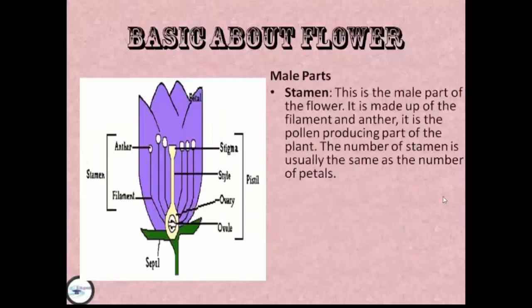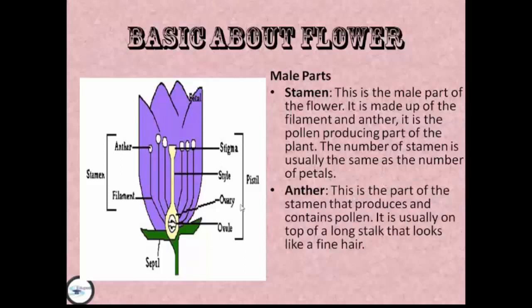For the male parts, we have first the stamen. This is the stamen. This is the male part of the flower, and it's made up of the filament and anther. It is the pollen-producing part of the plant, and the number of stamens is usually the same as the number of petals.